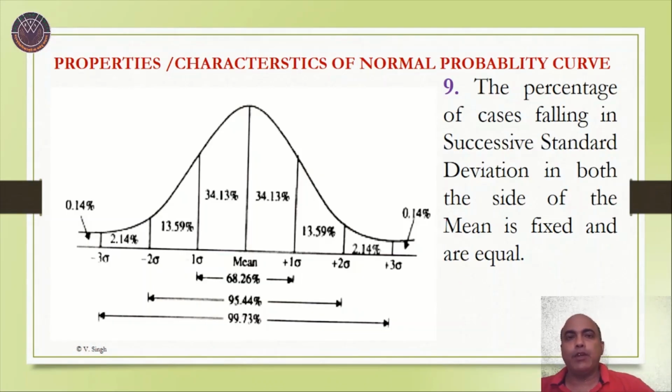The ninth property of normal probability curve is that the percentage of cases falling in successive standard deviations on both sides of the mean is fixed and equal. You can see in the figure that the percentage of cases on both sides in between two particular sigma distributions are fixed. You can see that 34.13% cases, and on the right side also 34.13% cases. Similarly, 13.59% cases, on the left side also 13.59% cases. So this particular percentage of cases in between two particular sigma distributions are equal.